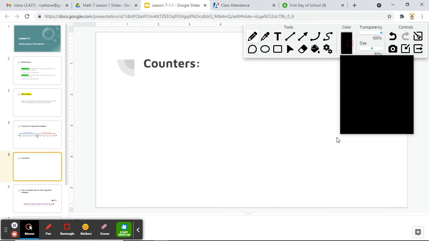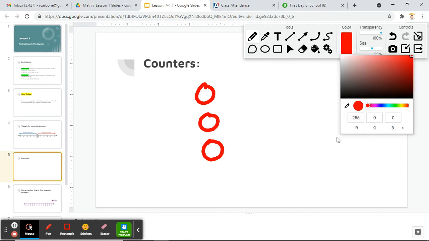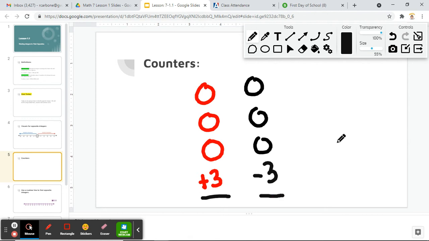Another way we could look at this is with counters. So for example, if I were to say red circles are positive numbers and black circles are negative numbers, if I have 3 red counters like this, how could I find the opposite of 3? What I could do is fill in the exact same amount of counters here. So I have 1, 2, 3. So if we keep track of this, remember we said we had 3 positive numbers, and now once we've drawn in our opposites, we now have 3 negative numbers. So this is a positive 3 and a -3. And we know that these are opposite integers because they relate 1 to 1.